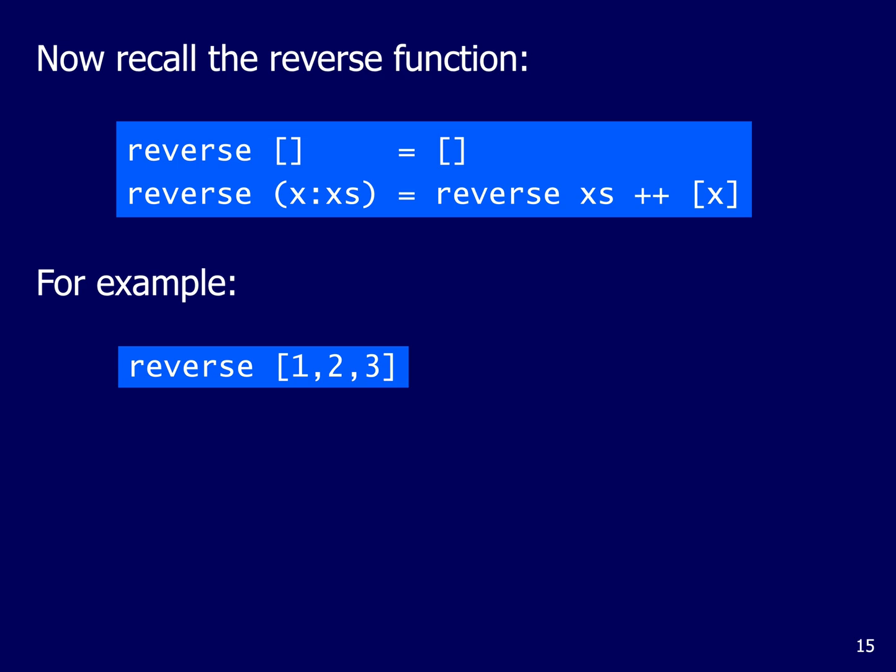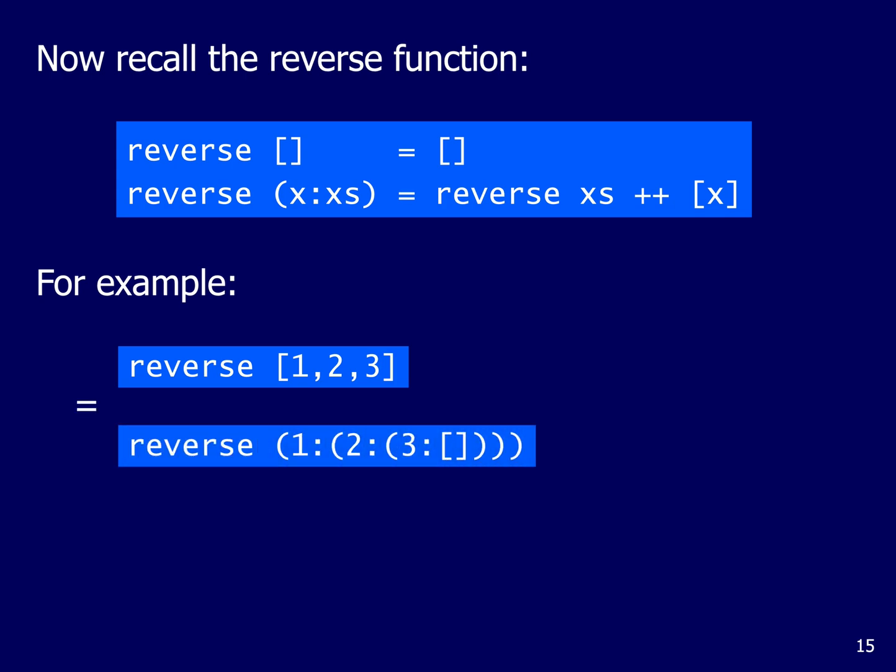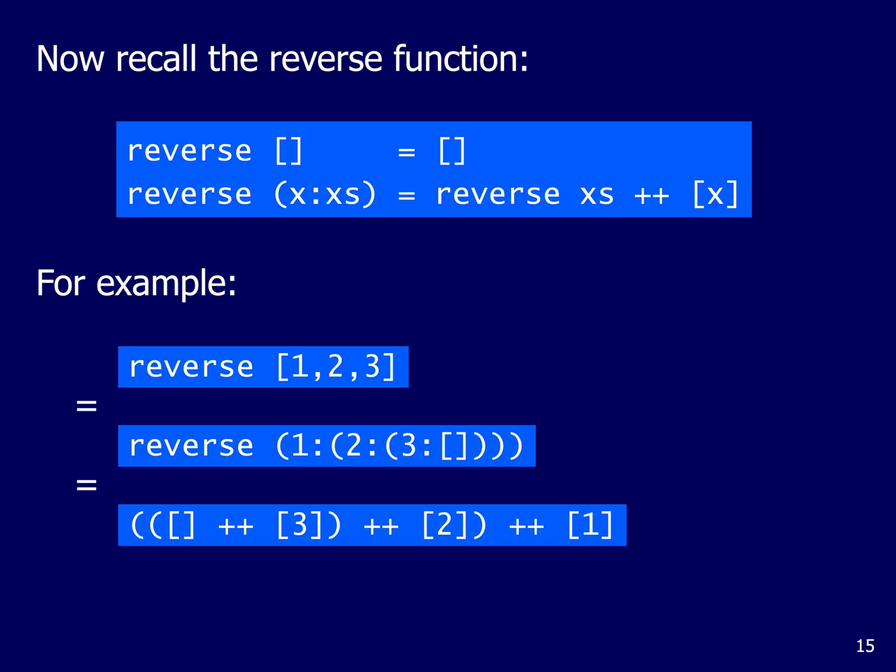Okay, so let's see how this works with a simple example. Here I'm reversing the list 1, 2, 3. If I write the list in internal form, that'll be 1 followed by 2, followed by 3, followed by empty. If I unwind all the recursion and turn the handle, as we've seen how to do in the past, here's what I'll get. In the end, when I do all those appends, I'll get 3, 2, 1.